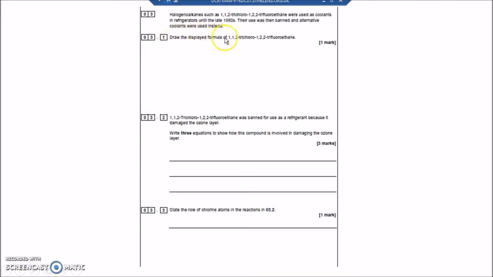Draw the displayed formula of 1,1,2-trichloro-1,2,2-trifluoroethane. The first thing to note is that ethane has 2 carbons, so each carbon will have 3 bonds. There are 6 bonds coming off, and there's trichloro, 3 Cl's, and trifluoro, 3 F's, on ethane. So if there's 2 carbons each with 3 bonds, 6 bonds in total apart from the bond between them, it's going to look like this.